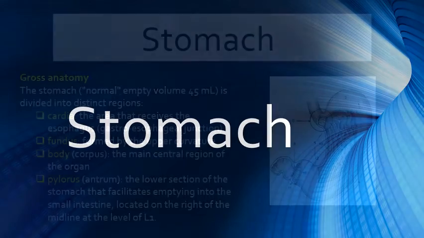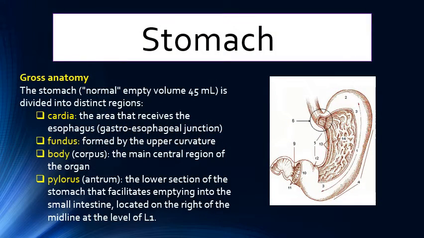Then we will speak about the stomach. It has the cardia, the gastroesophageal junction, the fundus, the body, the antrum, and we can see here the outlet or the pyloric sphincter after the pyloric canal, and then the duodenum.